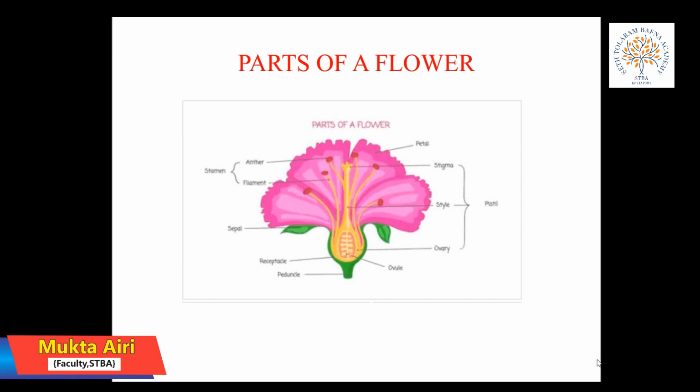Then ovary is the basal swollen part of a pistil. It is the part of a plant that has ovules inside it. Each ovule contains the female reproductive cell. The ovary turns into the fruit and the ovules form the seeds.